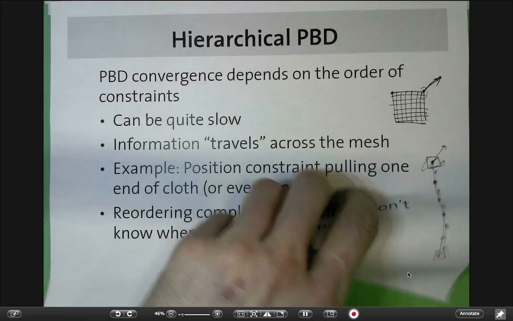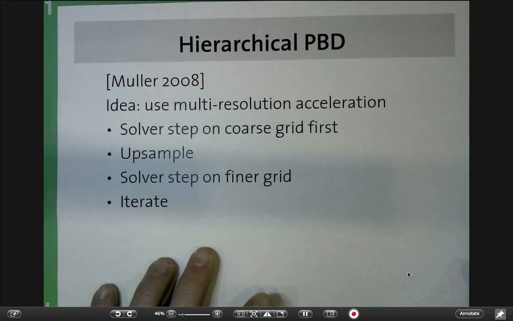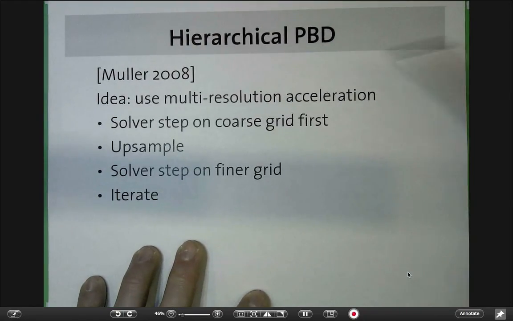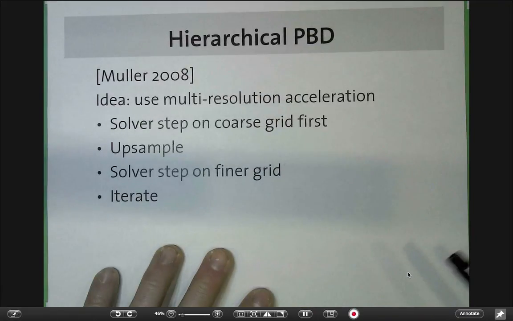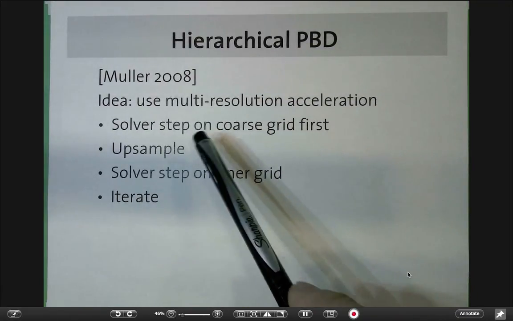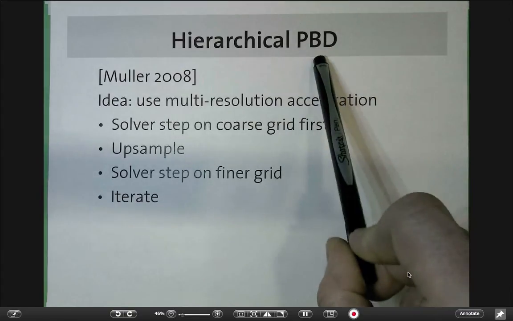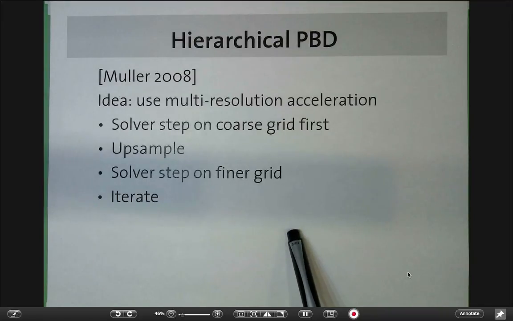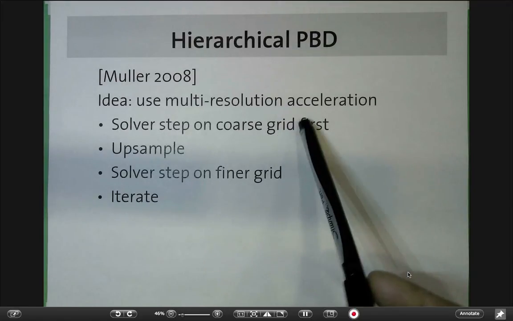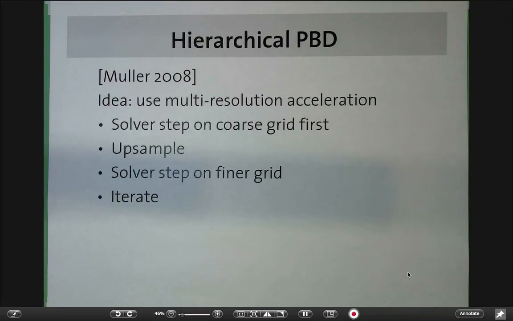One possibility, which Matthias introduced later, is to do hierarchical PBD, which uses a multi-resolution acceleration. It's a similar idea to coarse-to-fine multigrid. Basically, do the PBD first on a coarser version of my system, which could be whatever system of constraints. After I've done it on the coarse version, I upsample it to a finer scale version and then do constraint projection on the finer scale version. I can show you the video if you still have a few minutes, right? I can show the improvement.